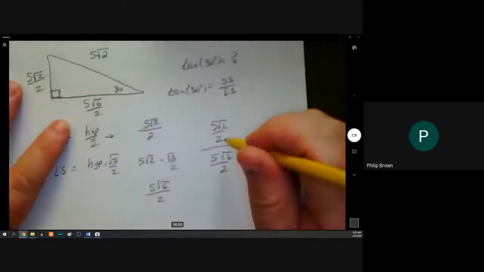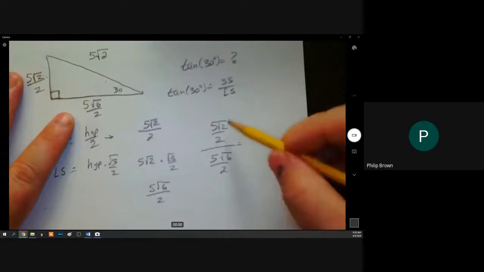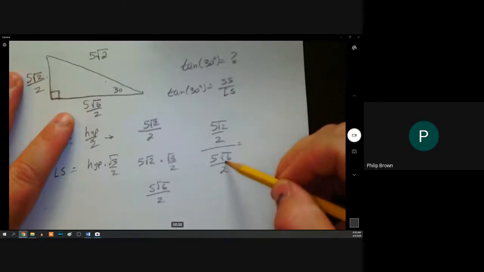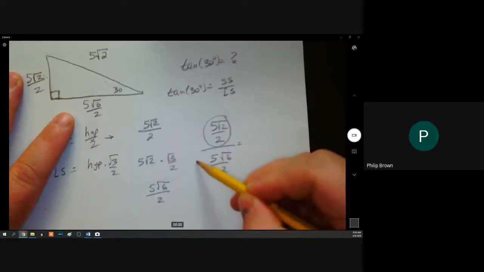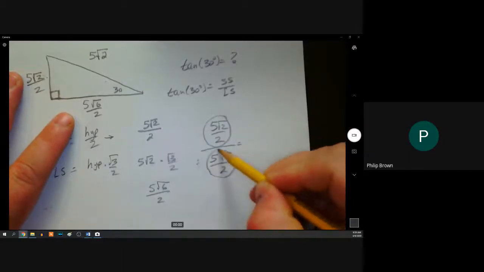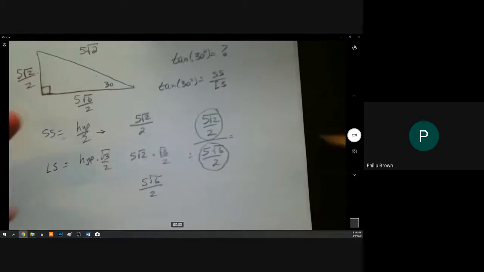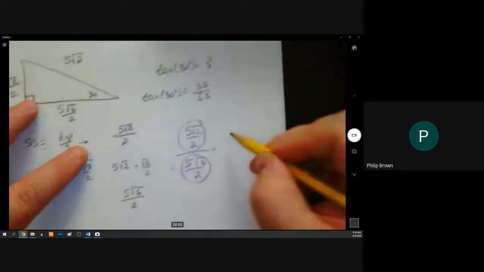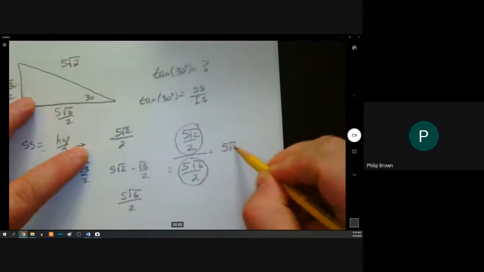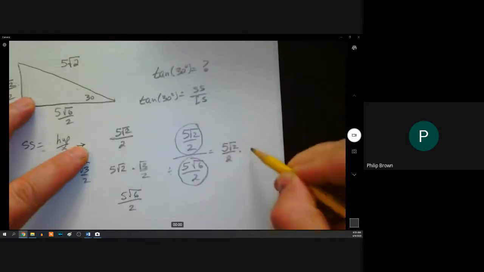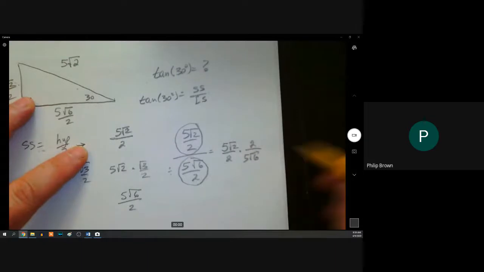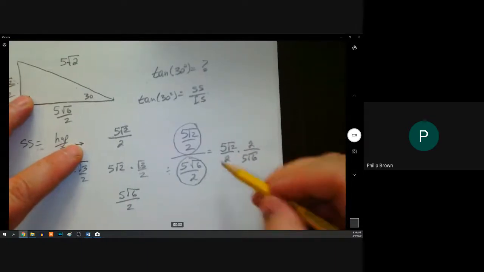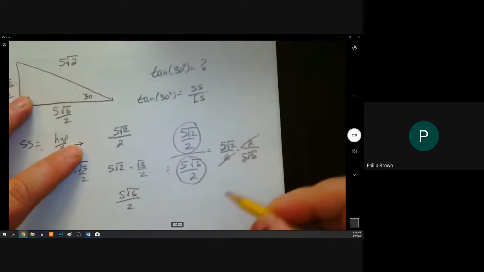Check this out. This is a compound fraction. This is the numerator, that's the denominator. So it's this divided by this. And the way you divide is, of course, you multiply by the reciprocal. So it's going to be 5 times the square root of 2 over 2, and then times the reciprocal, 2 over 5 root 6. Do you see how the 2's reduce? The 5's reduce, and you're left with the square root of 2 over the square root of 6.